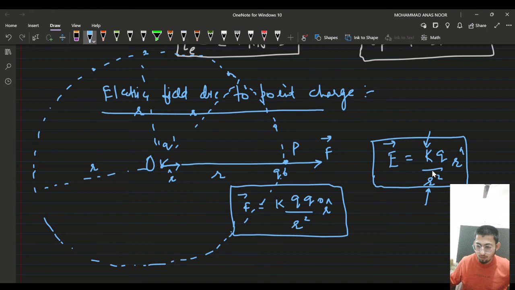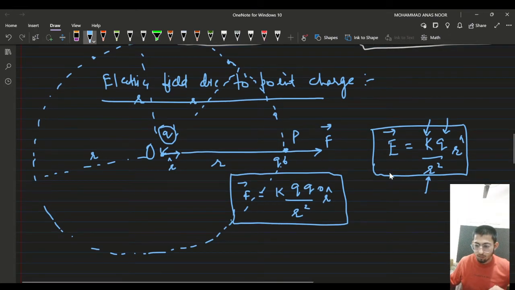And q is already fixed, we have fixed some charge. This is placed here, due to which we want to find the electric field, correct? This is that charge q. So in effect, you can say that the electric field at all points on this locus would be the same in magnitude, correct?